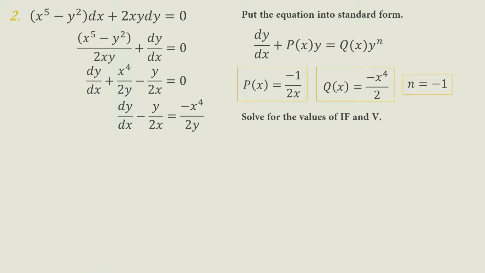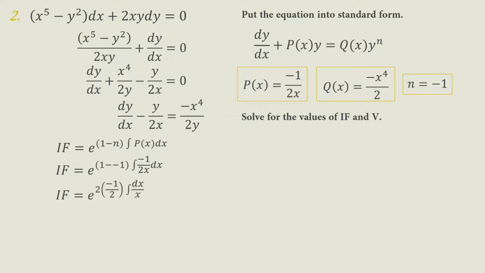And the next step is to solve for the values of the integrating factor and the v. So the integrating factor is e raised to (1 minus negative 1) times the integral of negative 1 over 2x dx. Then simplifying, transferring out the constant negative 1/2 from the integral sign, the result will be negative ln of x.